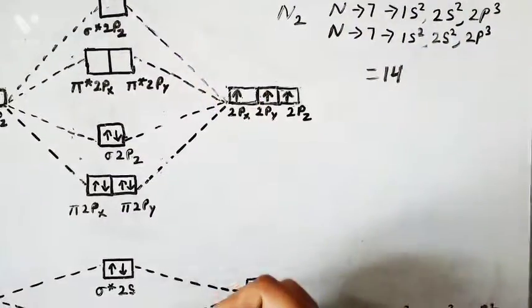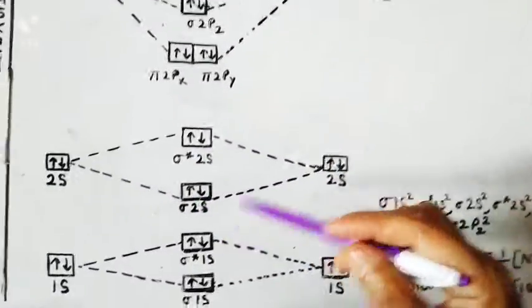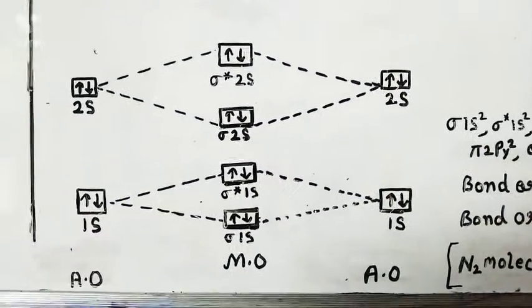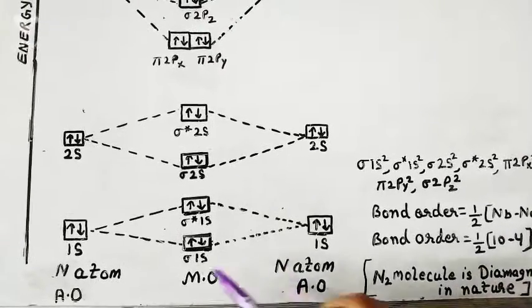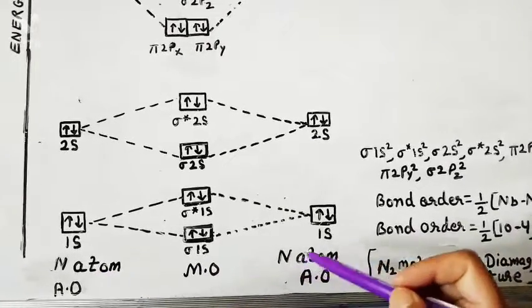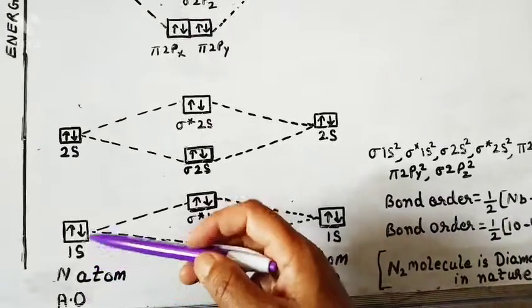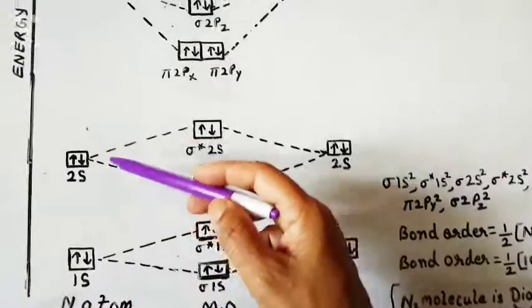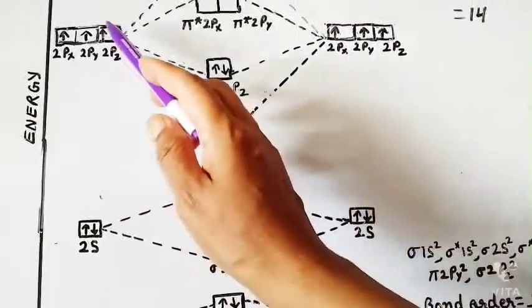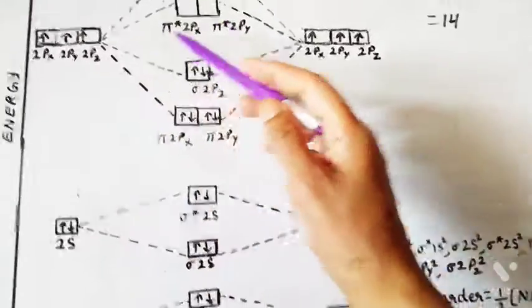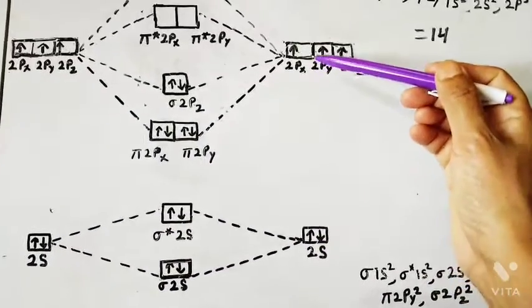Now we will see the diagram, or how the molecular orbital diagram is formed. This is first nitrogen atom, this is second nitrogen atom. So in the nitrogen atom, number of electrons is 7, so 2 will be in 1s orbital, 2 will be in a 2s orbital, and remaining 3 will be in a p orbital. Similar electronic configuration will be for second nitrogen atom here.